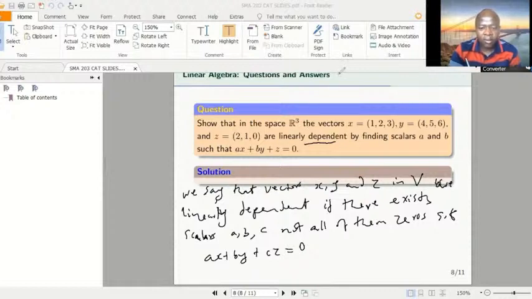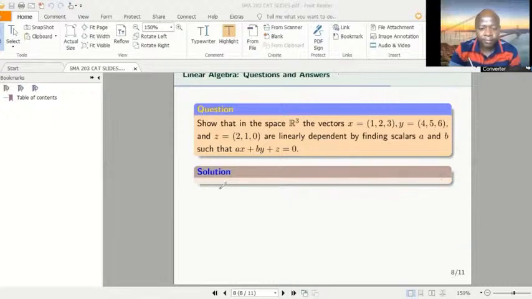So let's just solve the question. The question is, show that these vectors are linearly dependent. So that means show that there exist some scalars A, B, and 1. You can see it's a 1 here. This one has already been given. We've already been given the scalar here as 1. So show that there exist scalars a and b such that a times x plus b times y plus 1 times z should give us 0.